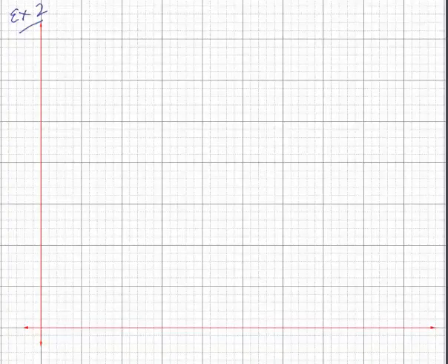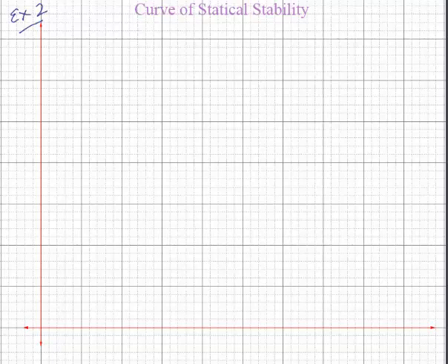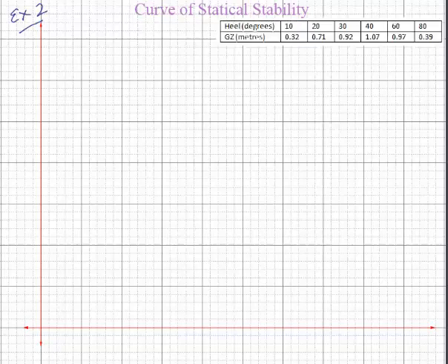Okay, let's do this. In the second example, we are going to graph the curve of statical stability, for which we are given a table that gives a relationship between the heel and the righting lever GZ. The heel is to be plotted along the x-axis. That is what we do when we draw a curve of statical stability. Heel is along the x-axis and the righting moment GZ is along the y-axis.